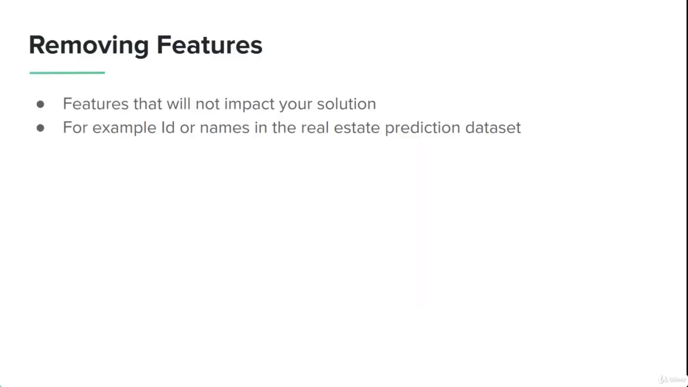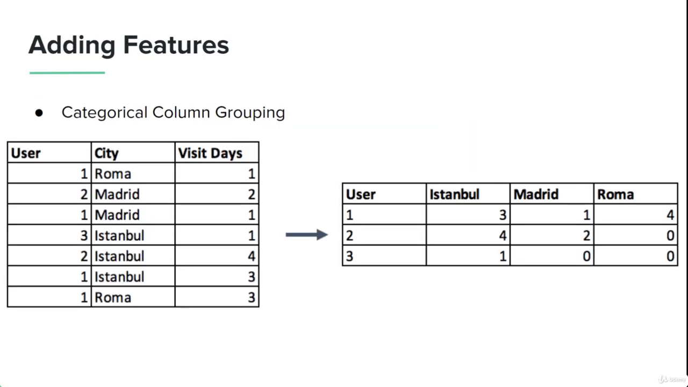Removing features means removing the features that will not impact your solution, for example ID or names in the real estate prediction dataset. We've discussed this, and we will see that by looking at the correlation matrix, we can identify them and remove them. Now let's talk about adding features.